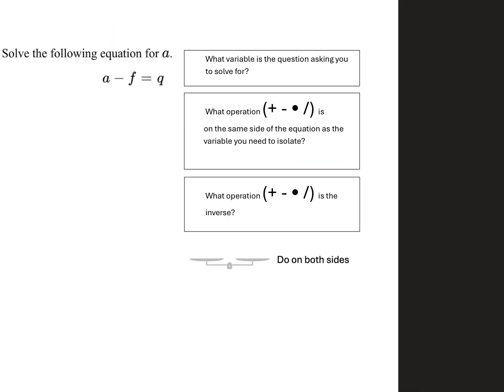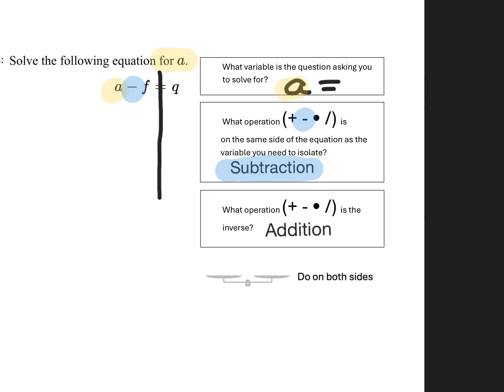For my last example, it's asking me to solve for A. So I know when I get finished, I need to have an A isolated on the left-hand side of the equal sign. In my next step, I can see that on the same side of the equal sign as my A, I have subtraction. And I know that the inverse is going to be addition.